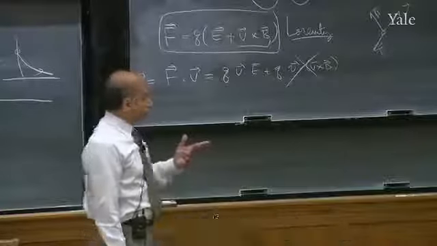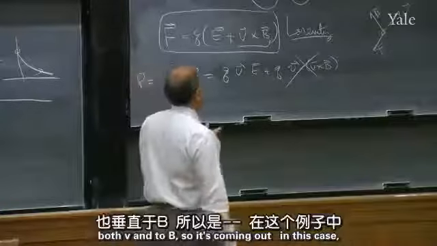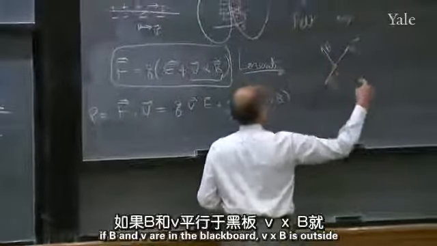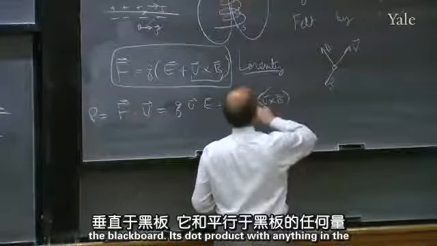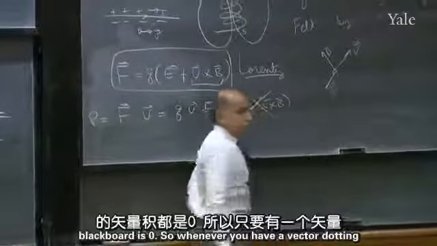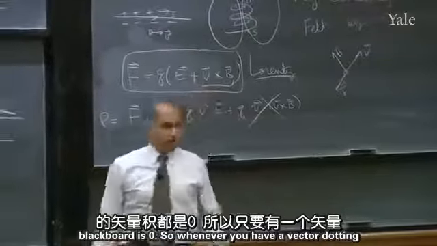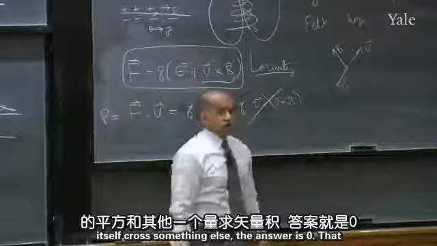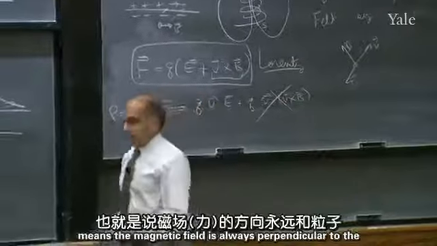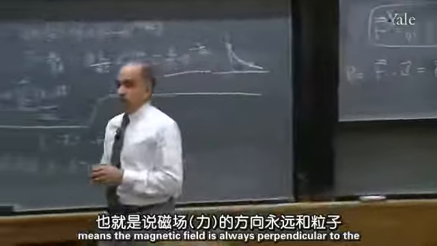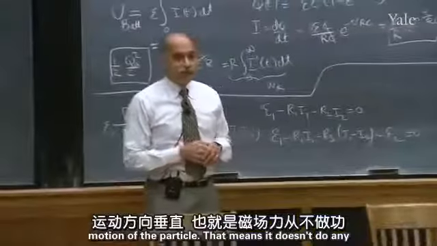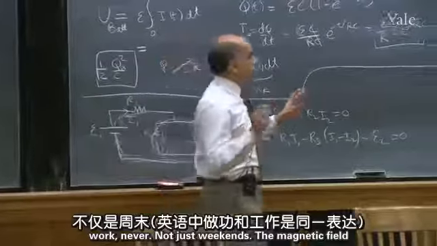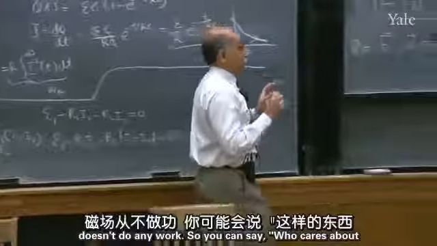Right. V cross B is orthogonal to both V and to B. So if V and B are in the blackboard, V cross B is outside the blackboard. Its dot product with anything in the blackboard is 0. So whenever you have a vector dotting itself cross something else, the answer is 0. That means the magnetic force is always perpendicular to the motion of the particle. That means it doesn't do any work. Never. Not just weekends. Magnetic field doesn't do any work.